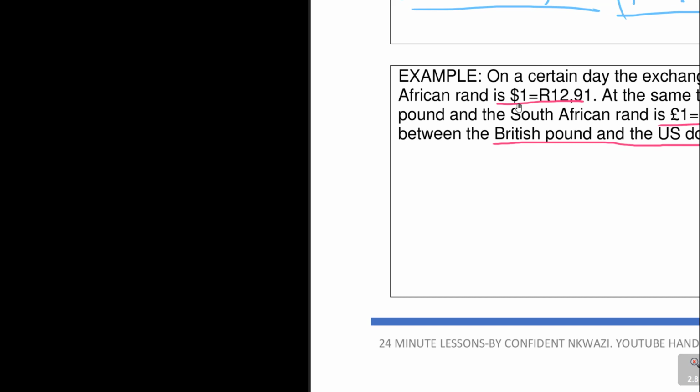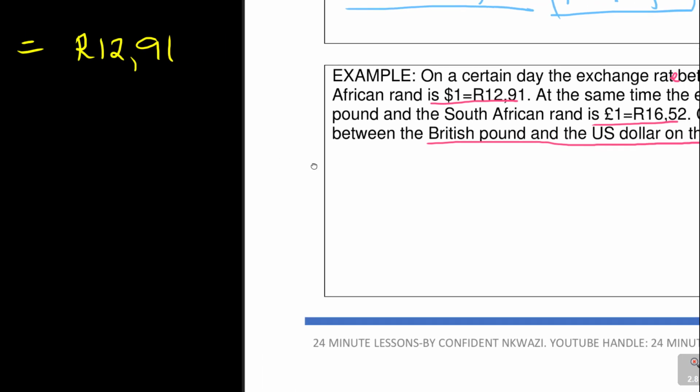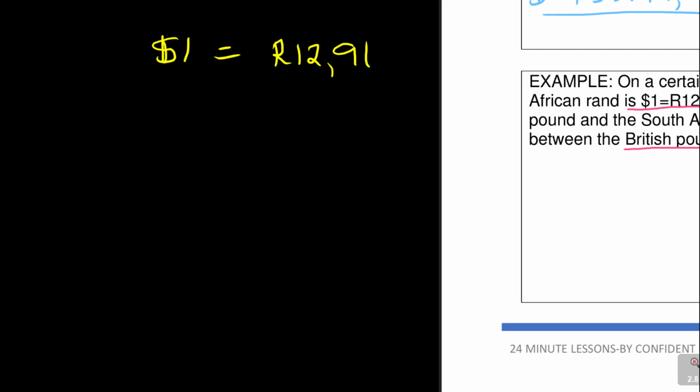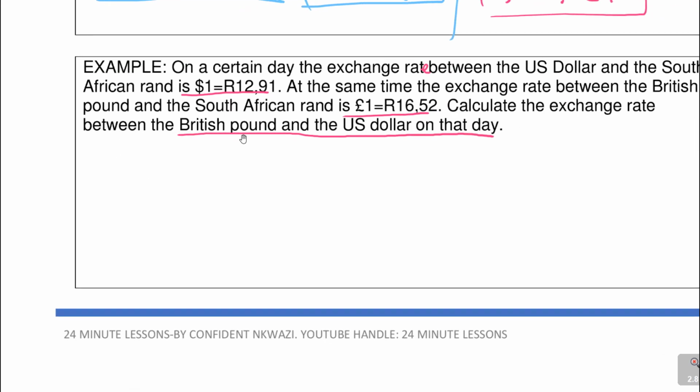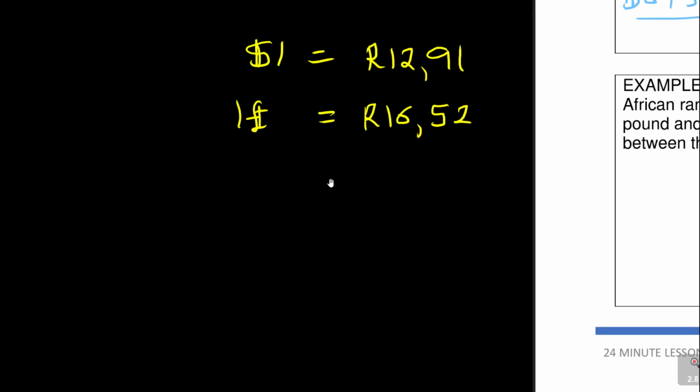So the first one is 1 is to 12.91. Let me write that. $1, you start with dollar. So here we are saying $1 is equal to 12.91 rand. Are you seeing that? And the other one is 1 pound is equal to 16.52 rand. Then the question is, look at this, calculate the exchange rate between the British pound and the US dollar. They are not interested in the rand but the British pound.